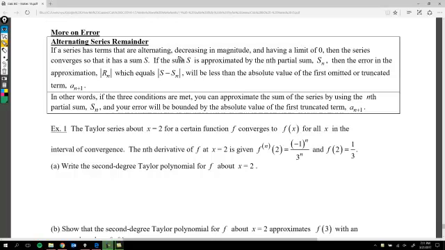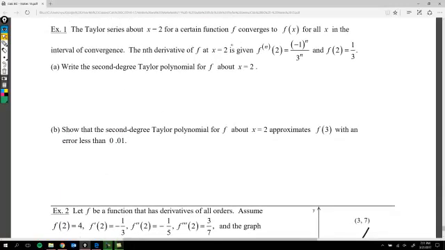Now what's important to note is that this decreasing in magnitude thing could happen eventually. It doesn't have to happen right away. For some alternating series, it kind of meanders, and then all of a sudden it starts decreasing. So long as the terms do eventually decrease, it still fits this. That's just something to watch out for. All right, so let's go through an example.